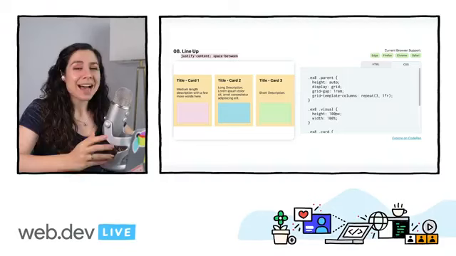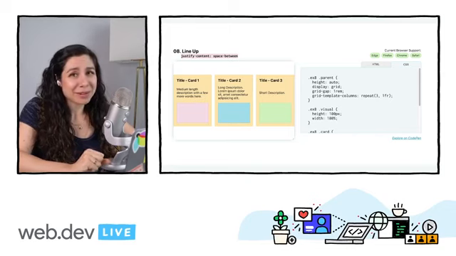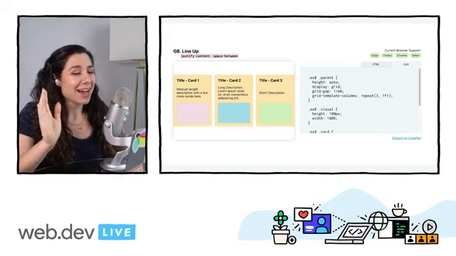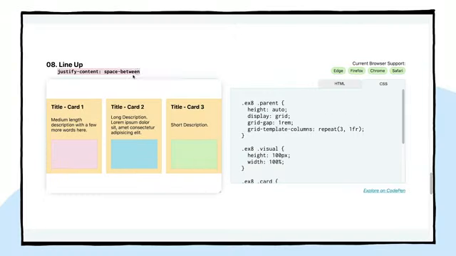For our next layout, we're heading back to Flexbox land. I wanted to include this one because I just find it so useful and I use this all the time. I called it the lineup. Why? I don't know. I'm tired. If you have a better name, please let me know. Leave a comment. But the main thing that I wanted to demonstrate here is justify content for placement of items.